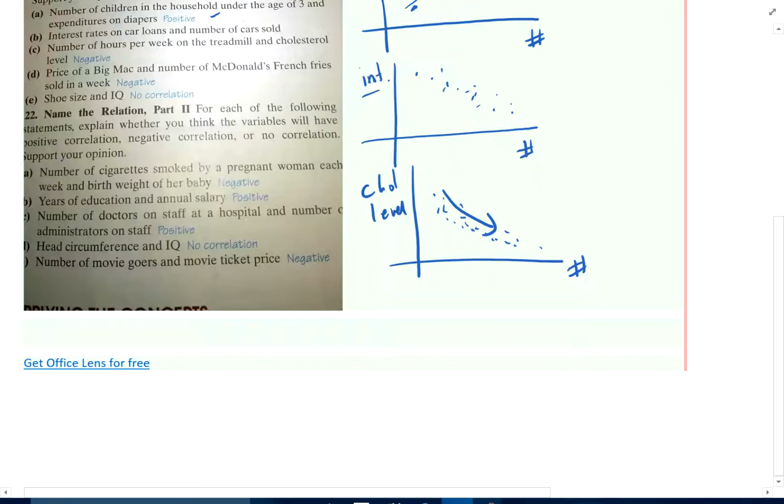D. The price of a Big Mac and the number of McDonald's French fries sold in a week. The price of a Big Mac, and the number of French fries. Well, if Big Macs go up, you're probably going to sell fewer French fries, because people buy French fries with Big Macs. That's my thinking on that. So it's going to be negative.